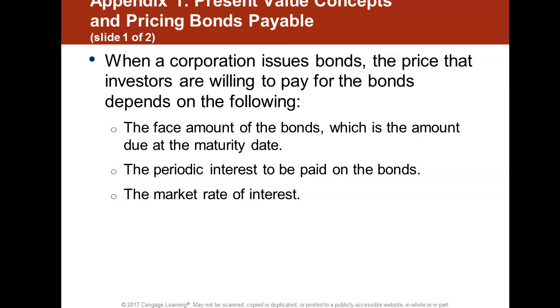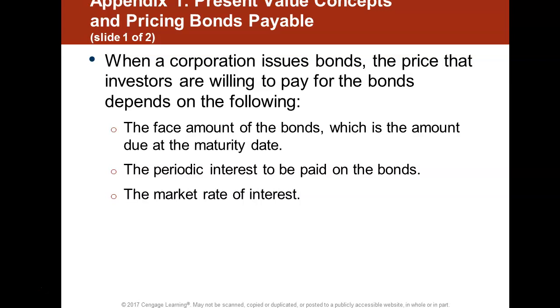So pricing bonds is going to be a significant computation, and it's important to understand some concepts when we deal with questions in your homework. Periodic interest is the rate of interest that is going to be paid on the bonds. So if the bond has a coupon rate of 12%, and the bonds are issued at par at $100,000, interest is going to be $100,000 multiplied by 12% times 6 months out of the year, essentially. Knowing these terms is going to be important.